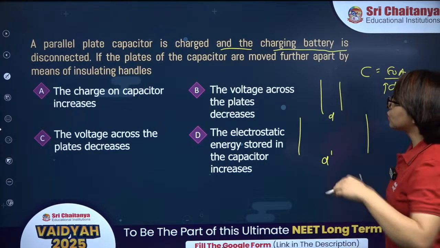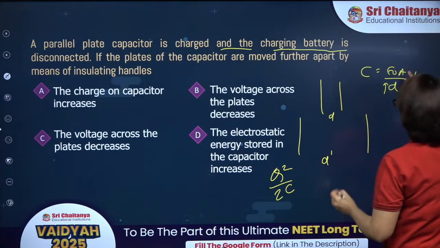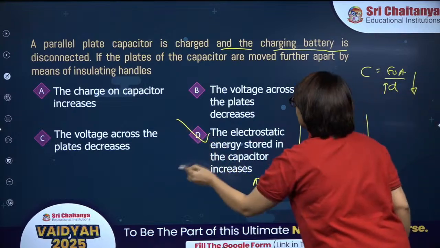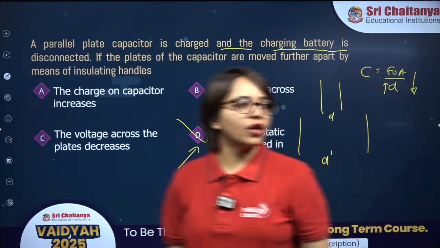So what is the energy stored by the capacitor? It is Q square upon 2C. So if capacitance is decreasing, energy stored by the capacitor will increase. So correct answer is option D. Okay, chaliye, well done guys.